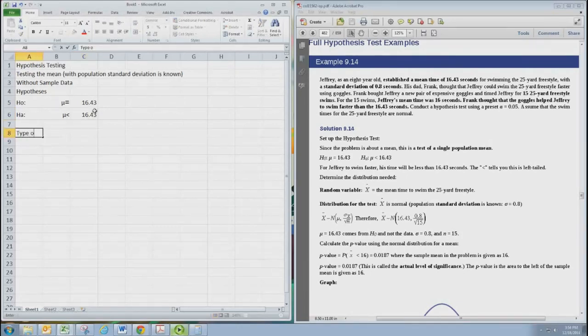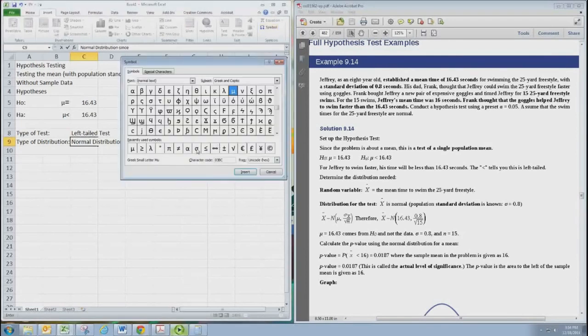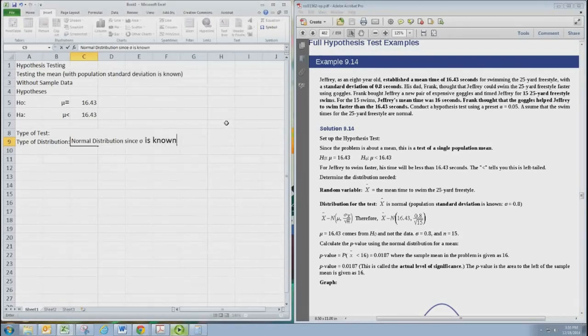From this we can ascertain the type of test. In terms of the direction, this is a left-tailed test. That should be apparent from the inequality in the alternative hypothesis, pointing to the left. The type of distribution we use is next. And we'll be using the normal distribution since the population standard deviation, which is represented by the lowercase Greek letter sigma, is known.